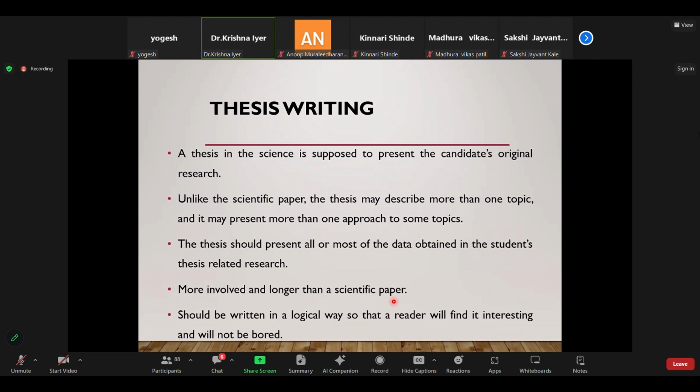So it's more detailed. Many times it will be 100 pages or many times 400 pages, depending on what type of degree you are talking about and what type of research you are talking about.